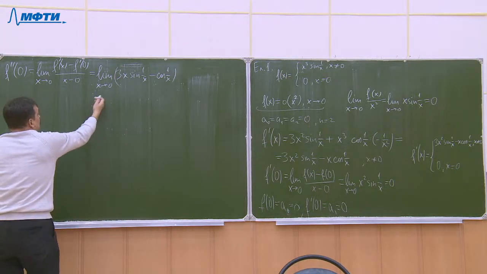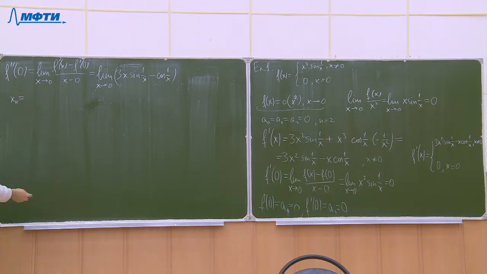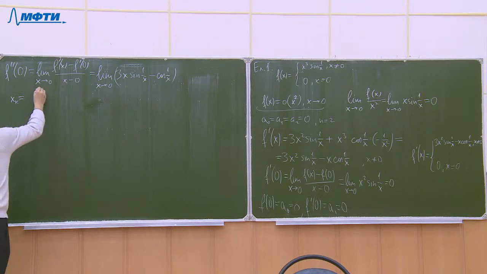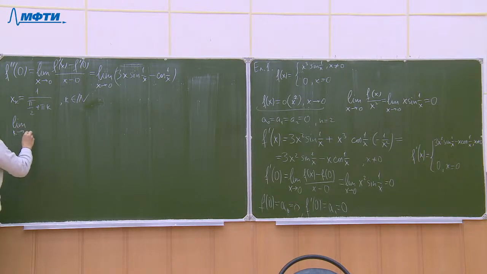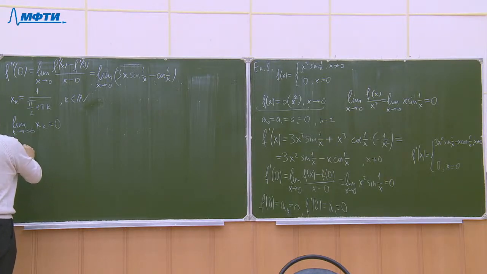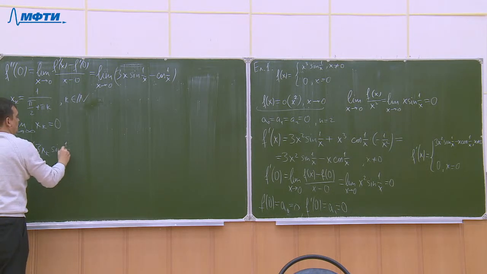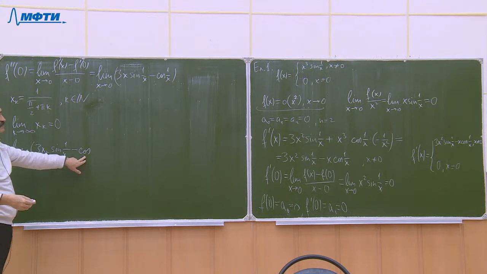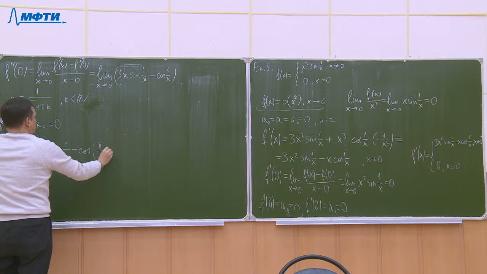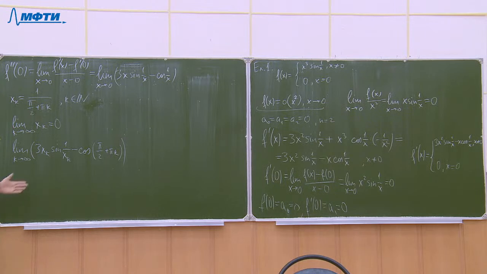Why? Because you may consider a couple of sequences. Let's say xk equals 1 over pi over 2 plus pi k, k natural. Then the limit as k tends to infinity of xk is 0. But if we substitute those values, 3xk sine 1 over xk minus cosine, where 1 over xk will be pi over 2 plus pi k, then cosine of pi over 2 plus pi k is 0, and the first term also tends to 0, so we have 0.